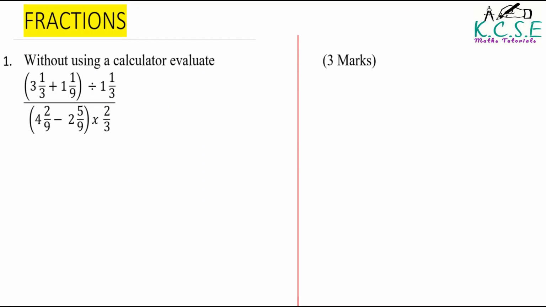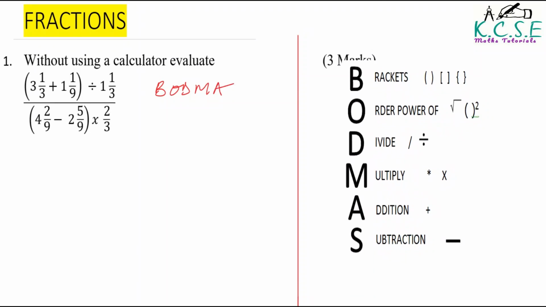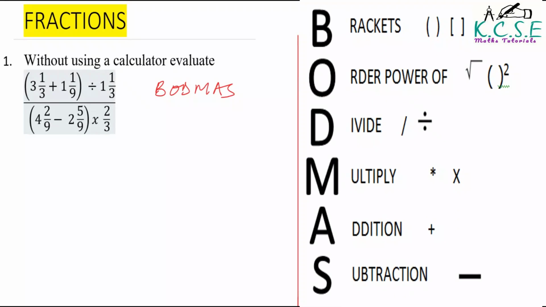Question number 1. Without using a calculator, evaluate. So in evaluating the question, you're going to start with the numerator, work out the numerator, then the denominator, and then finally get the answer. One important thing when you are solving this question, we must follow the order of operation rule known as BODMAS. We must follow this order while solving the question. So let's begin with the numerator.